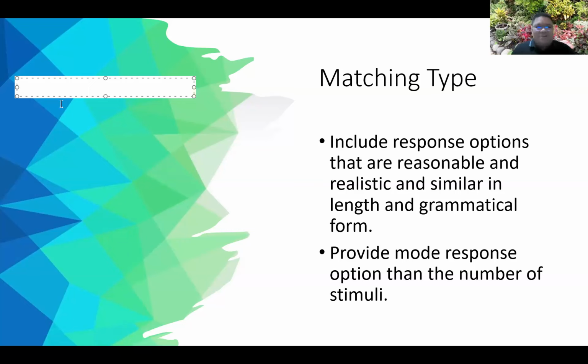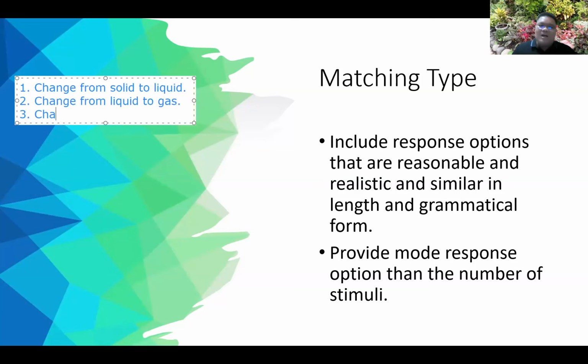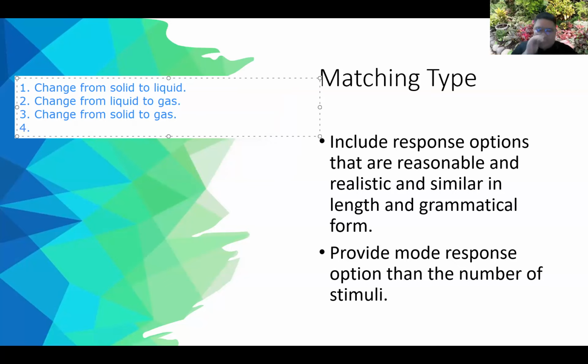So for example, class, you will say match column A with column B. Your number 1 would say it's the change from solid to liquid. Number 2 would be the change from liquid to gas. Number 3 would be the change from solid to gas. Now class, if you look at it, their structure is the same, their grammatical length is the same, almost the same form. I did not say number 4 in a different form, like just writing liquid to solid process.